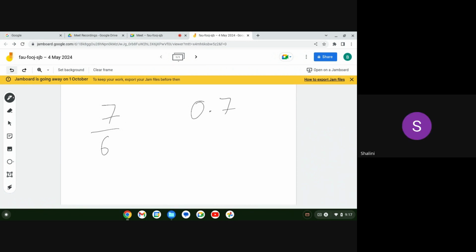I think it's 0.8. Let's see. I'll give you guys one clue, okay? 0.8 is one of the answers, but I will say this is not. Always look at this: if your numerator is bigger than the denominator, that means it'll be more than 1 for sure.